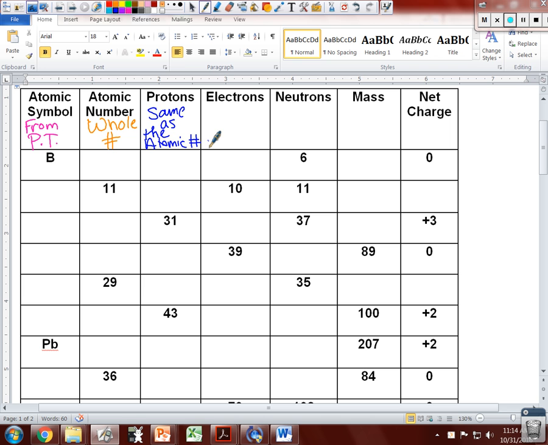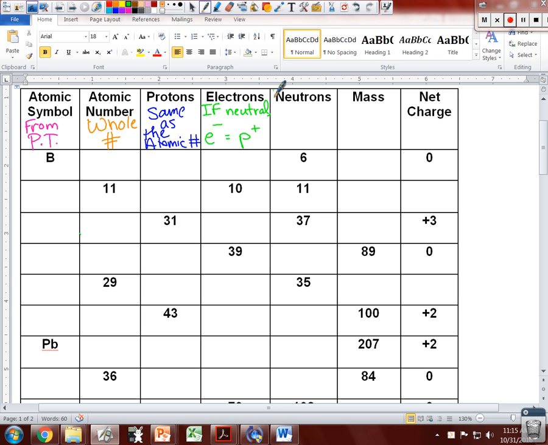The electrons. Write this down first and then we'll discuss it. This is the most important phrase: if neutral. Now, there's another column up here that you can use to determine if the atom is neutral or not. What column do you think that is? The net charge. So keep that in mind as we go through this. If it is neutral, what does that mean? There's no charge. But why would there be no charge? Very good. If it's neutral, that means the electrons are equal to the protons.